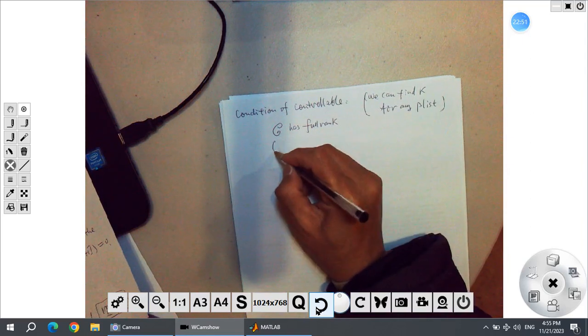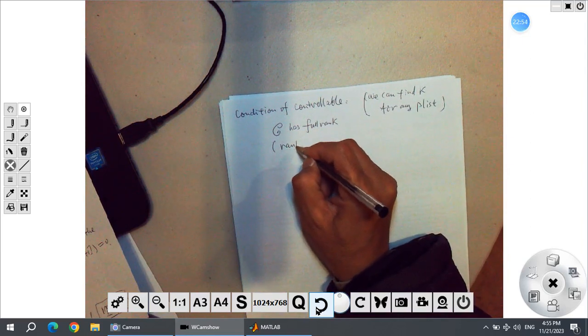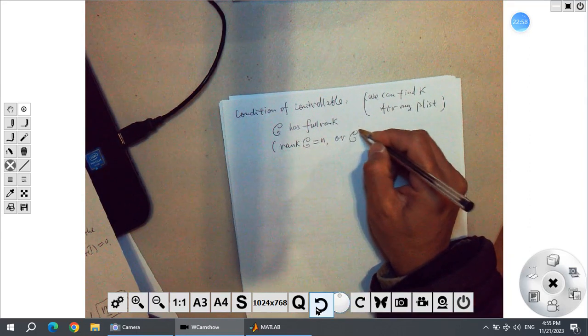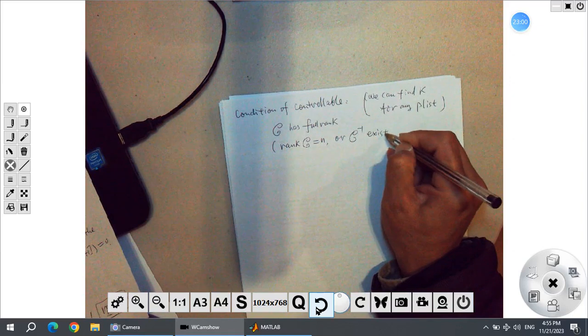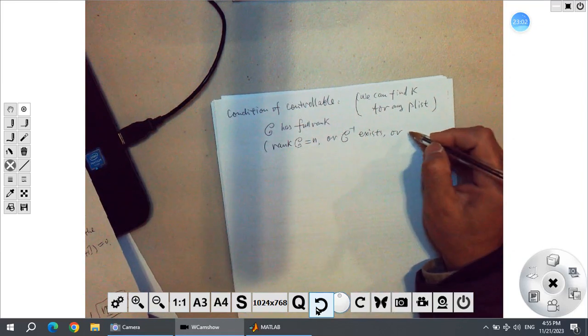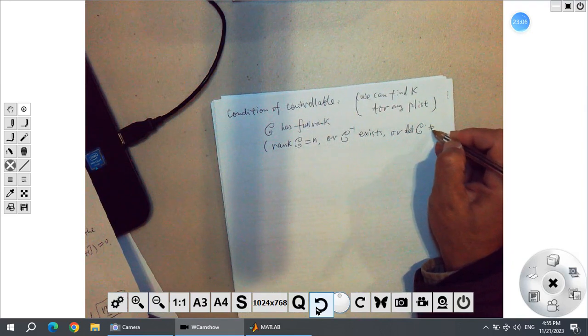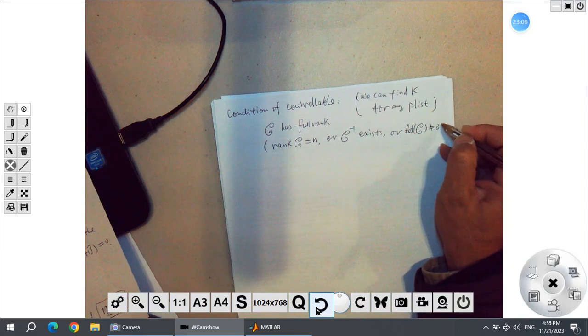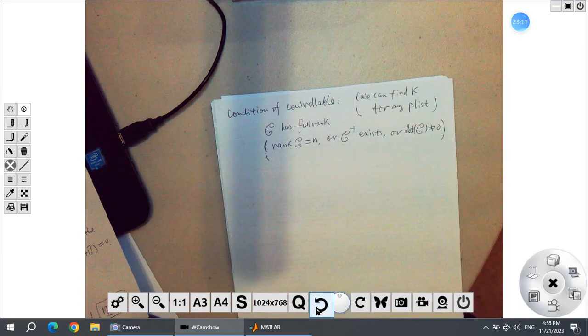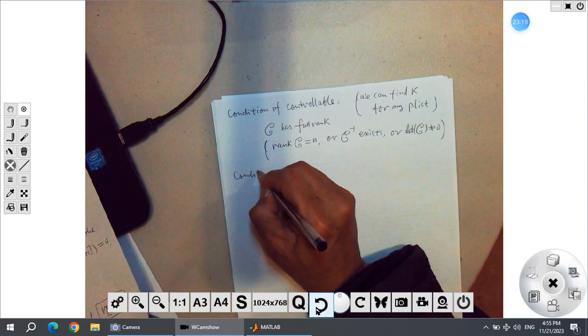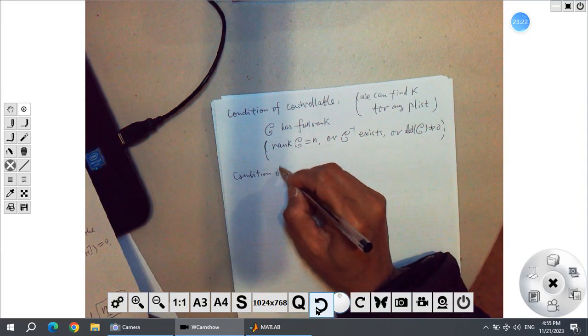You can write it as the rank of C equal to n, or C inverse exists, or determinant of C does not equal 0. Same thing. Alright, so this is the condition for controllability, and there is a similar condition for observability.